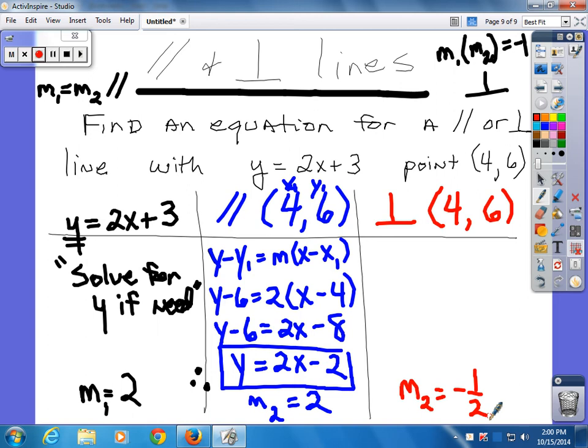Opposite reciprocal. So you need to highlight this thing right here for perpendicular and put opposite sign, reciprocal. You need to highlight that. Opposite sign and reciprocal of m sub 1. And what do we have over here? We have a point and a slope. Y minus 6 is equal to negative 1/2 times x minus 4.